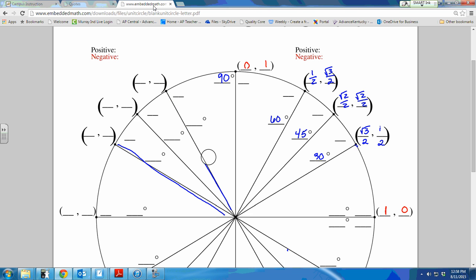So let's go ahead and fill in the second quadrant. We have 90 degrees to start with, plus 30 is going to be 120 degrees, plus 30 would be 150 degrees, plus 30 would be 180. I wanted to do 90 plus 45, that'd be 135. So the degrees should not be that hard to figure out.